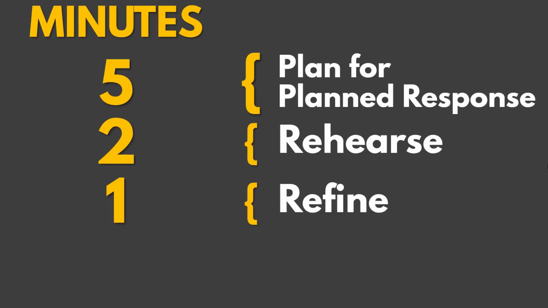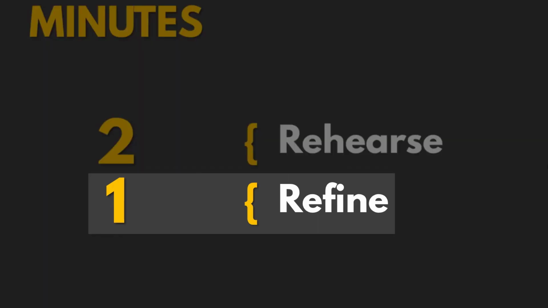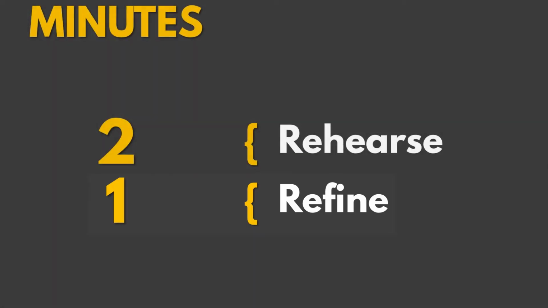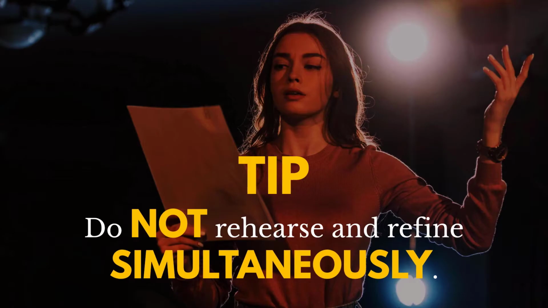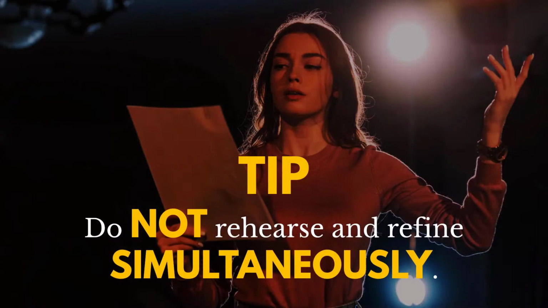Having said that, we will be moving to the next part where we talk about 2 minutes of rehearsal and 1 minute of refinement. When we refine, we need to make sure that your flow is there in terms of logic and coherence. The tip is do not rehearse and refine simultaneously. What you want to do is to rehearse the full 2 minutes so that you end exactly around 2 minutes, hopefully slightly before that.